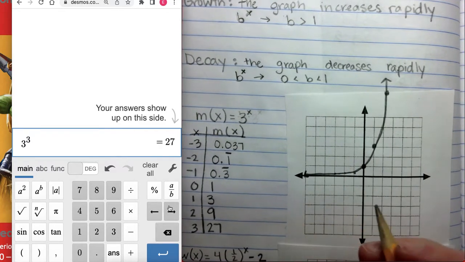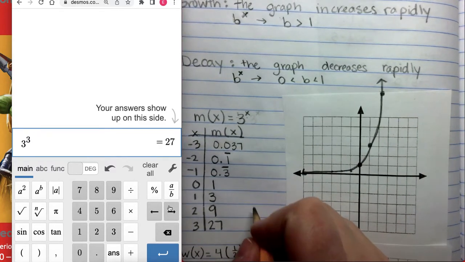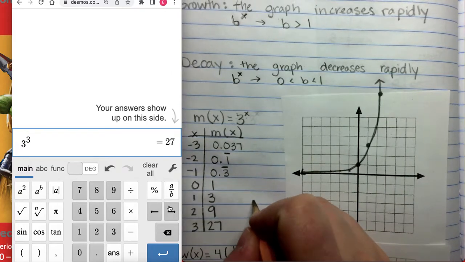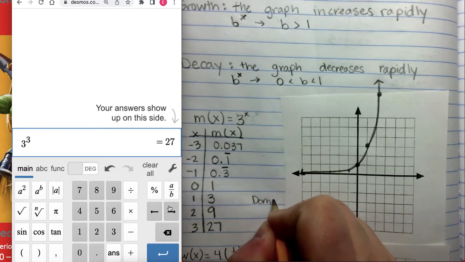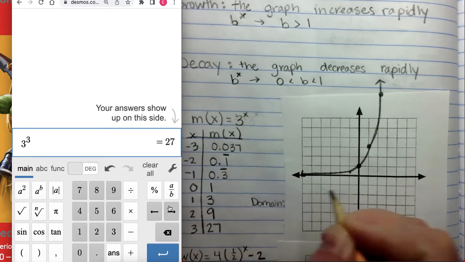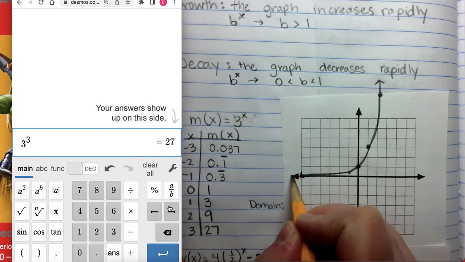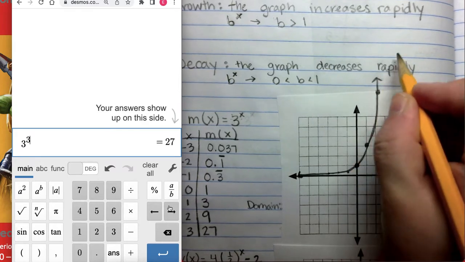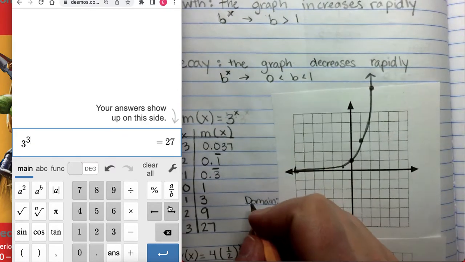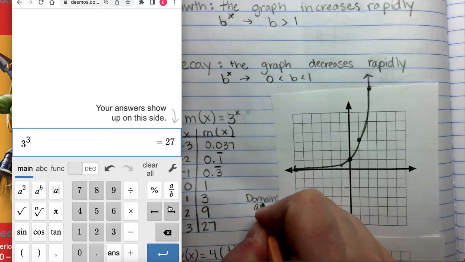Okay? So for this one, if we do our domain and our range, I didn't really leave too much space for that, so we'll just sneak it in here. Domain is left and right, so this is always going to keep going left, left, left. This is going to keep going right, right, right. It goes up, but it goes to the right. So domain is all real numbers.